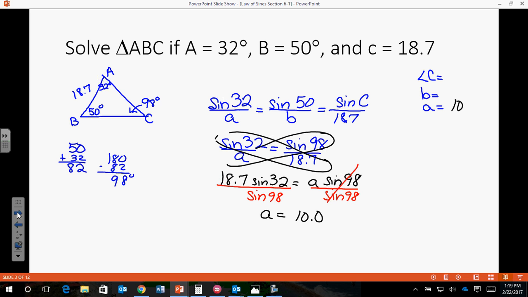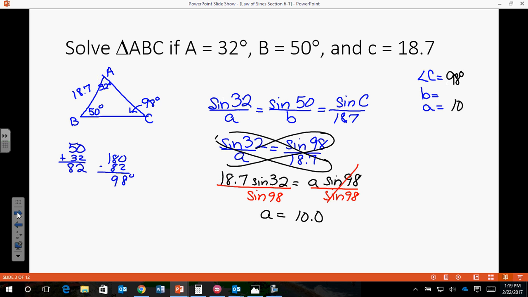Angle C was 98. So now we just have to find B. Okay, and it's a good idea to make a little box off to the side so you know which three parts you're trying to find and you don't forget to solve for something. Okay, so now we need to find B.